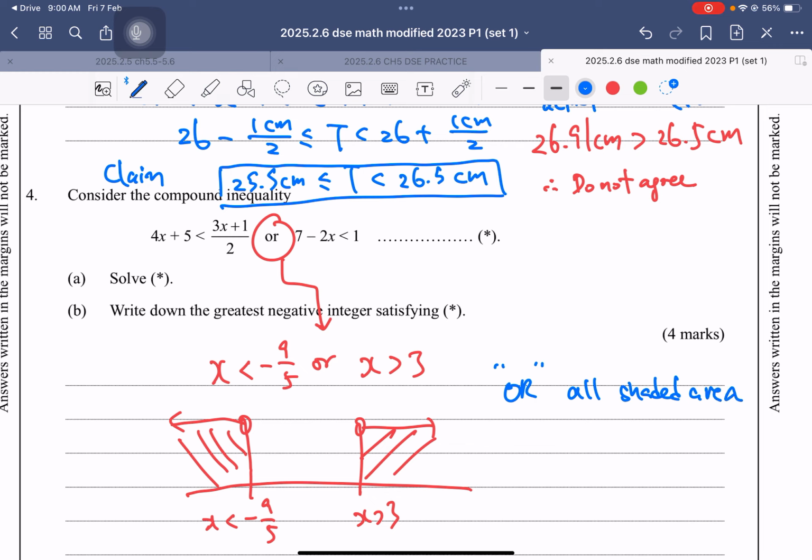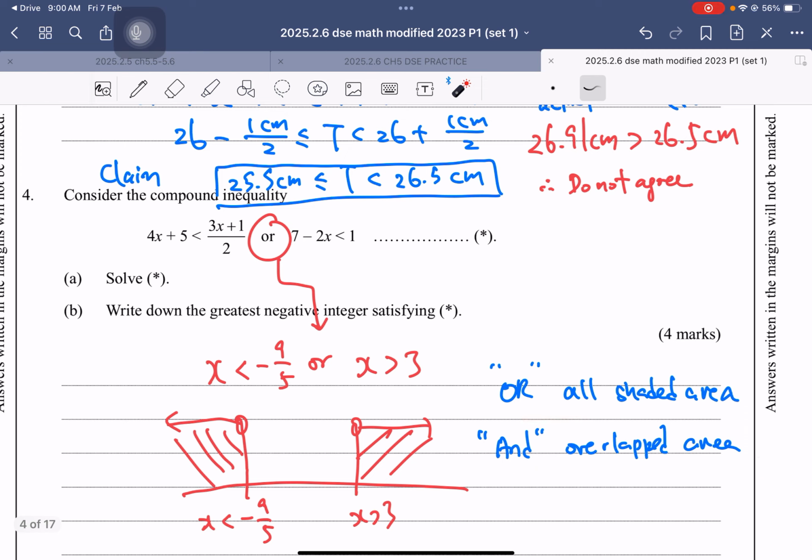And what is "and"? And is the overlapped area. So this time, do I need to use the all shaded area or the overlapped area? All shaded. So does this mean all real solutions? No, because in the middle there's a blank. So this is not. Okay, understand? Is this clear? So can I skip this question now?